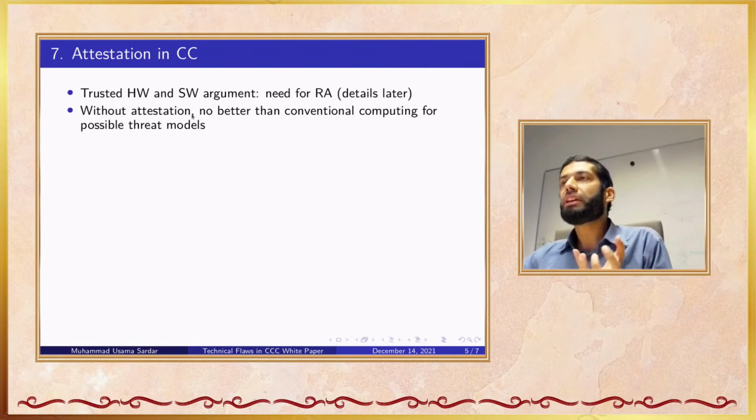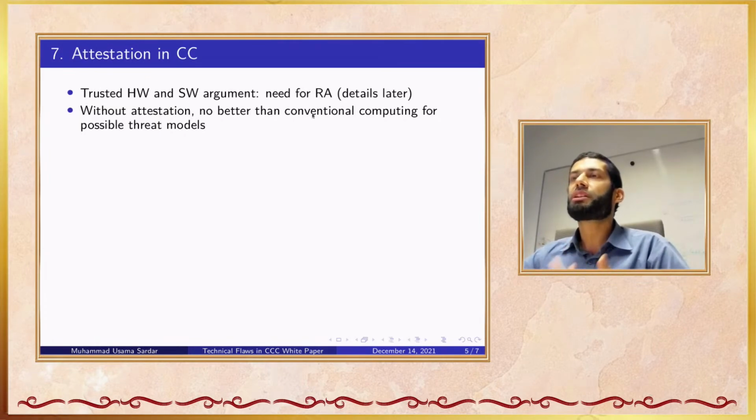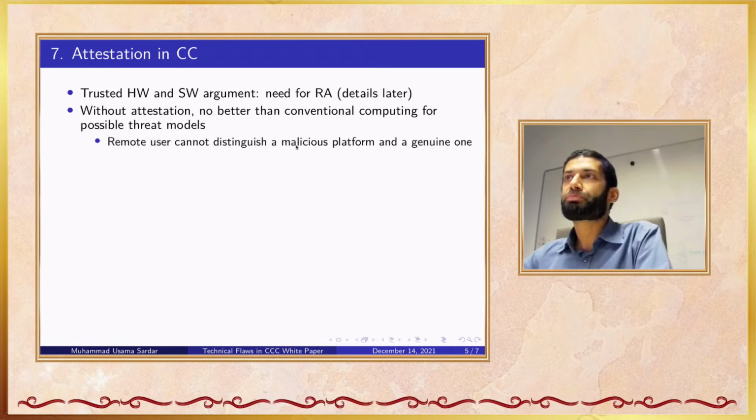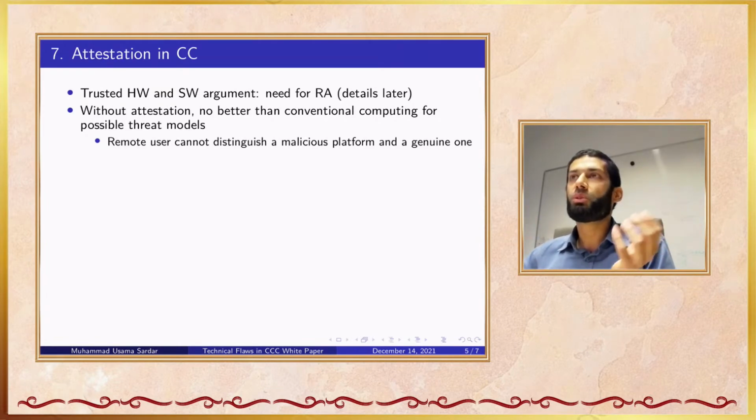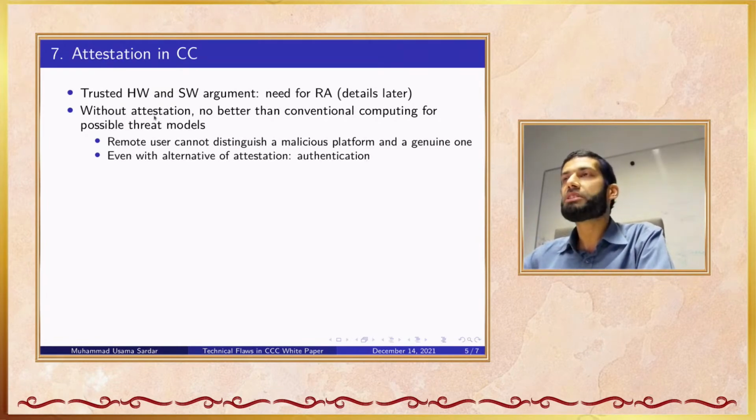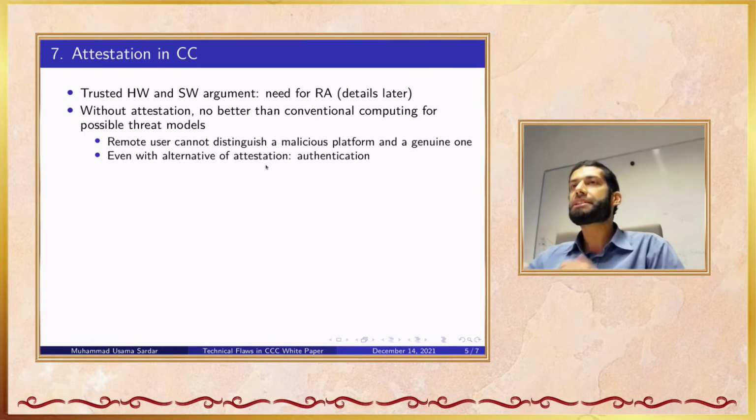Computing without attestation is no better than any conventional computing paradigm. The reason being the remote user cannot distinguish a malicious platform from a genuine one. This is the property which actually helps establish this trust. And even with alternatives to attestation, for example an authentication process, even if you have that, it is insufficient.